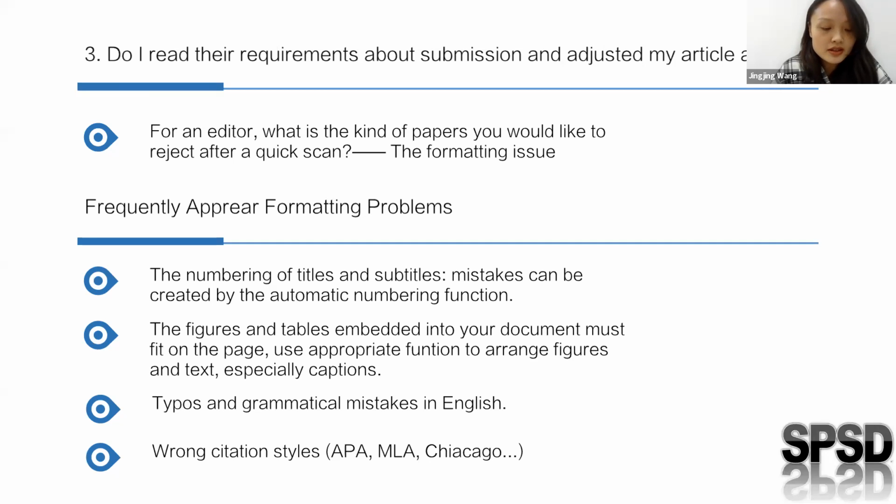Formatting is a process that demands your patience and your attention, but it shows your attitude to it. And I would say it is an important ability as a researcher. Most journals have a template for formatting, so it is easy to follow. I list some frequently occurring problems in our work, like the numbering of titles and subtitles. These mistakes can be created by the automatic numbering function.